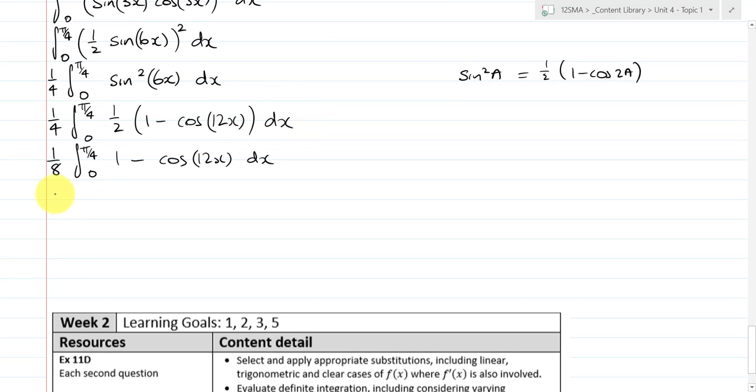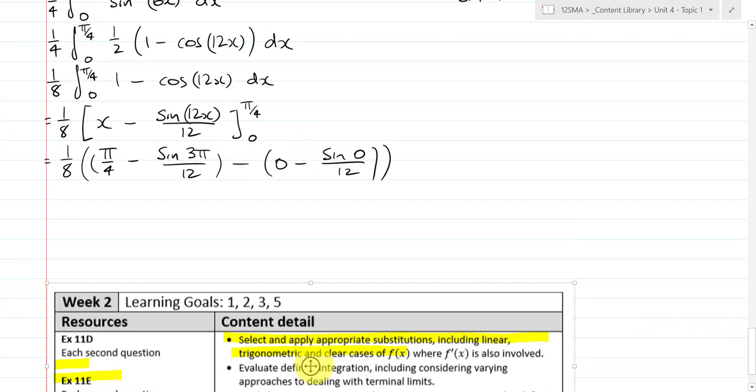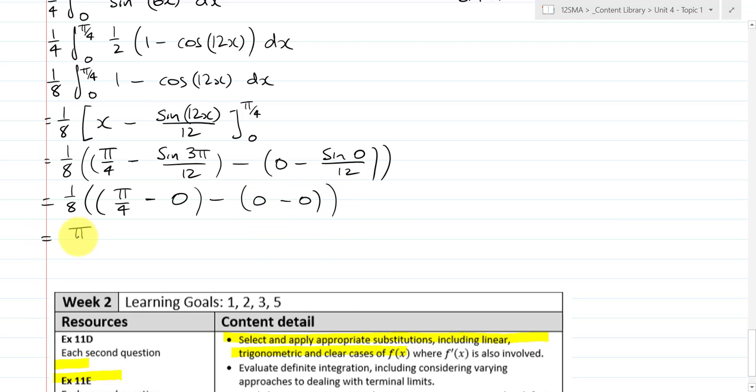And now I can operate this as well. So I get 1 eighth, square brackets, x minus sine 12x over 12, between pi on 4 and 0. And that's equal to 1 eighth of pi on 4 minus sine of 12 times pi on 4, which is sine of 3 pi over 12, and then 0 minus sine of 0 over 12. Sine of 3 pi is actually 0. So sine of pi, 2 pi, 3 pi, 0, 0. And minus from that, 0 minus 0, so we end up with pi on 32.